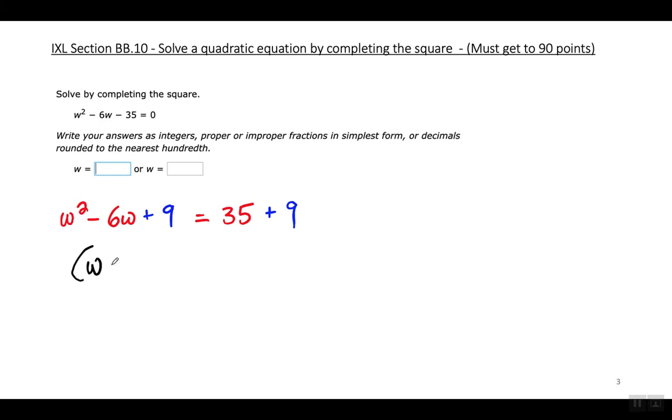If I factor this, it's going to be w minus 3 to the second power, because w minus 3 times w minus 3 will give me the expression that I had originally. On the right hand side, 35 plus 9 gives me 44. Now I'm trying to solve for w, so I want to get rid of that exponent. The way I'm going to get rid of that exponent is by taking the square root of both sides of the equation.